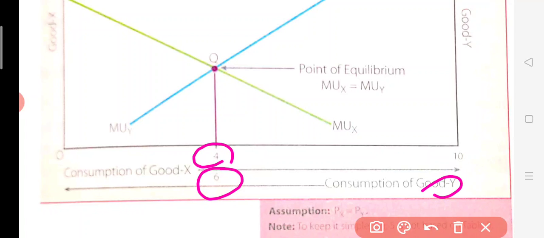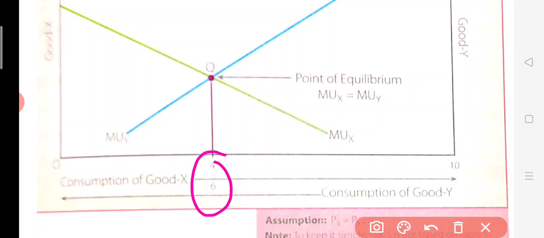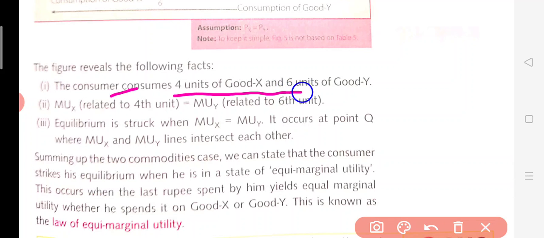If you draw this line, you will realize that it is 4 units of X good and 6 units of Y good. Suppose this is a line marked 1, 2, 3, 4, 5, 6, and from here if you draw across, it is again 1, 2, 3, 4, 5, 6. So here 4 and here 6. These are the quantities of goods which will be purchased by the consumer, and he will be called in equilibrium. So here the consumer consumes 4 units of good X and 6 units of good Y.